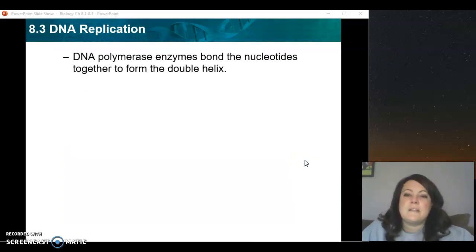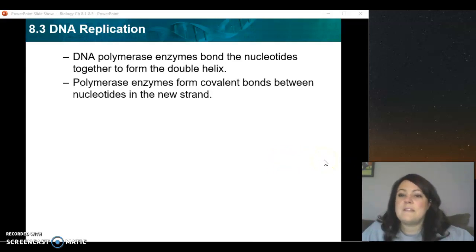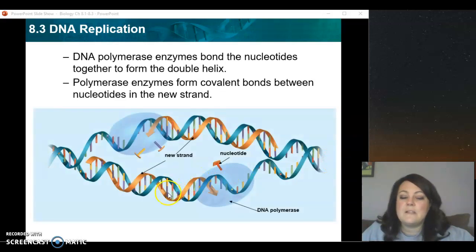The DNA polymerase enzymes bond the nucleotides together and form this double helix. Polymerase enzymes form covalent bonds between nucleotides and the new strand. So there you can see a little bit clearer picture that polymerase, remember it's an ASE, so that means it's an enzyme. Polymer, meaning it's a complex made of parts, DNA. So it's a DNA polymerase. It's the enzyme that makes the DNA polymer. Its job is forming those new covalent bonds between the nucleotides, and then eventually hydrogen bonds will form between them so that you will have two identical strands of DNA.